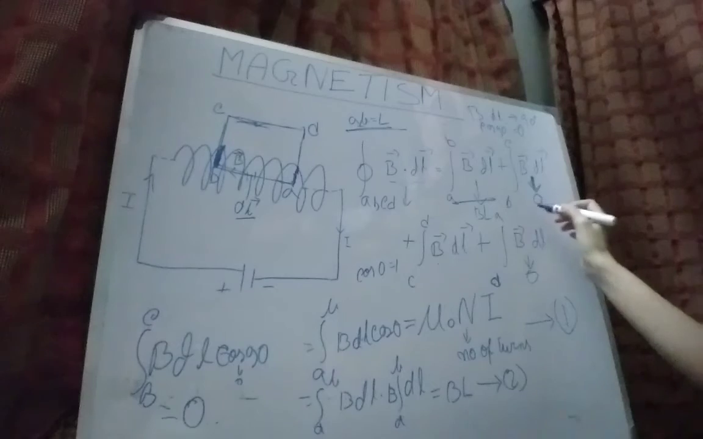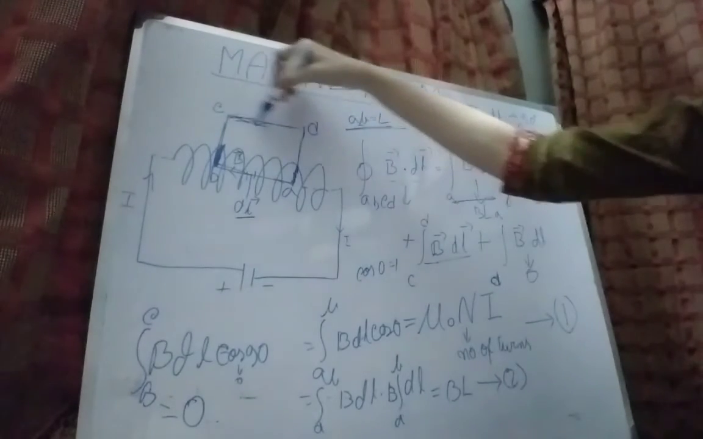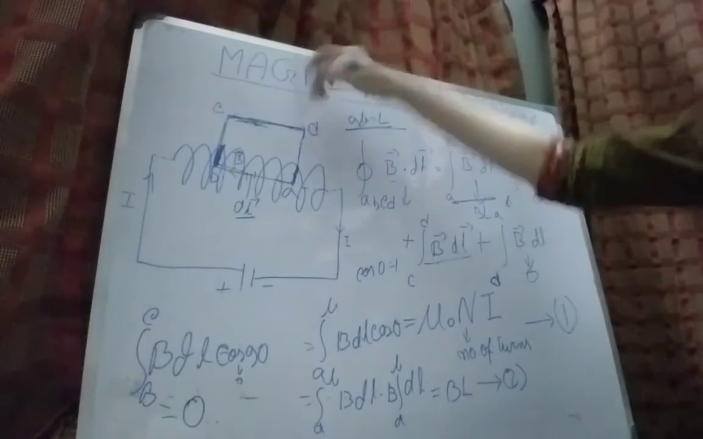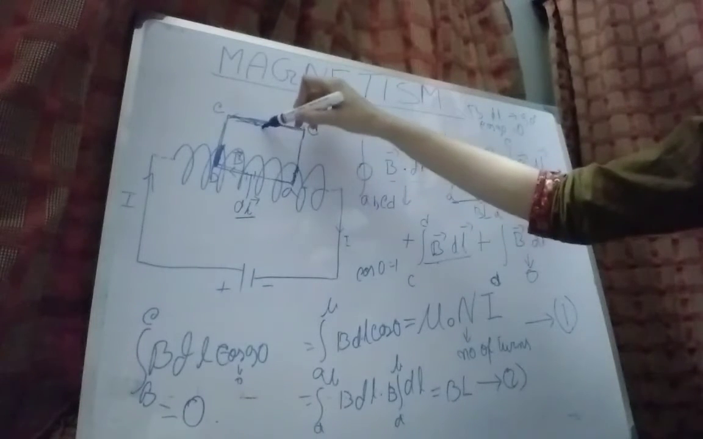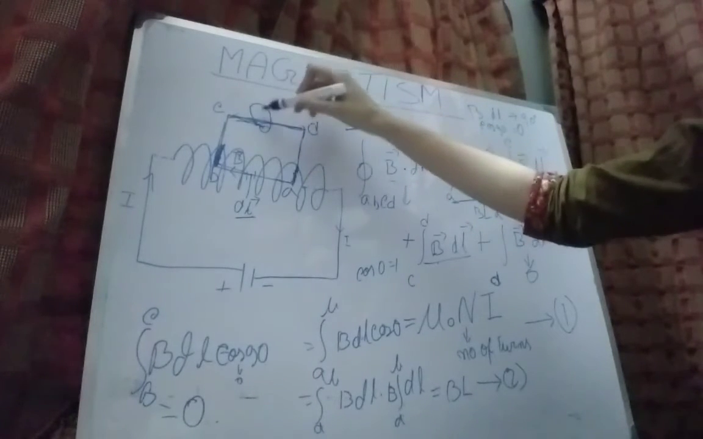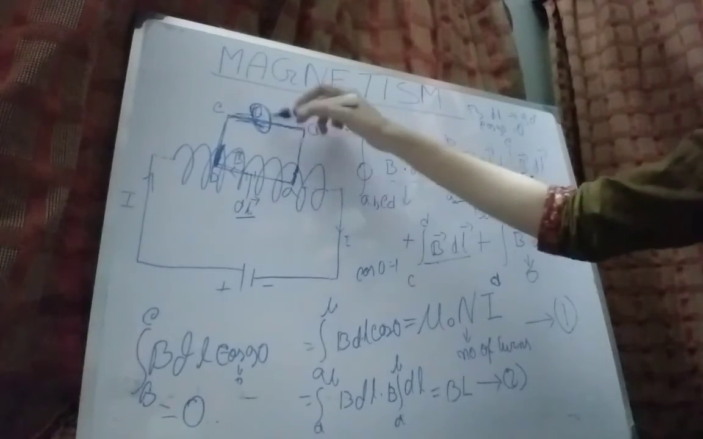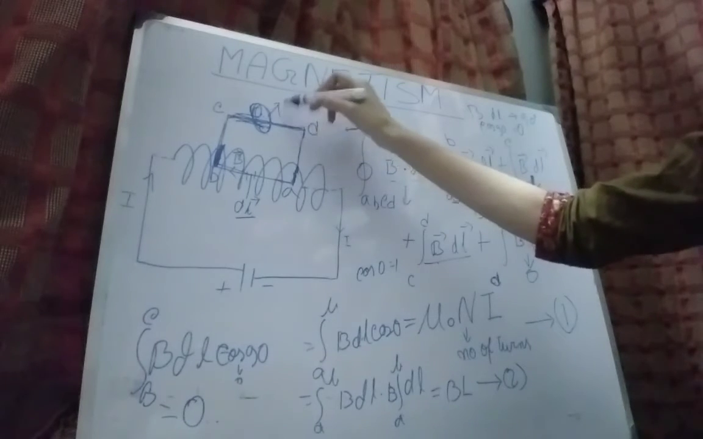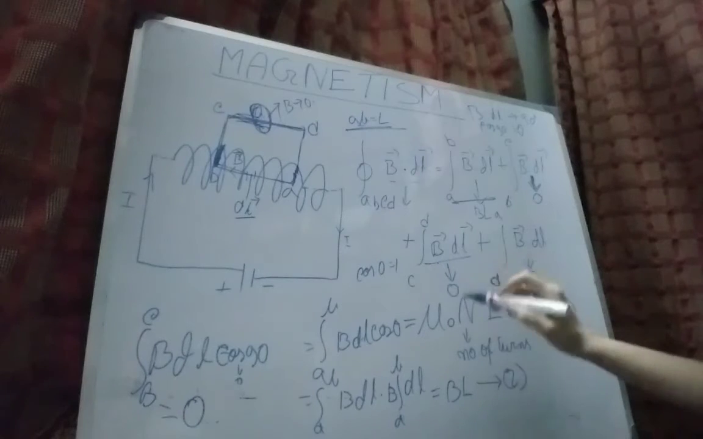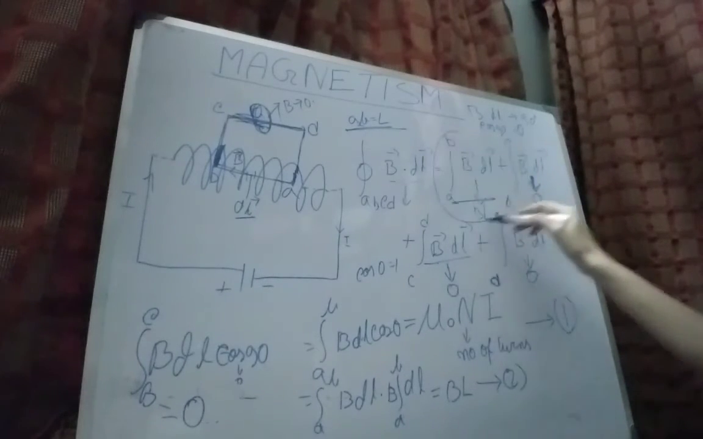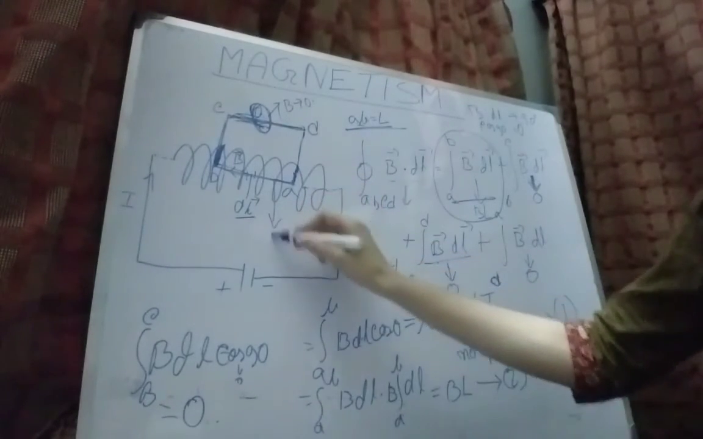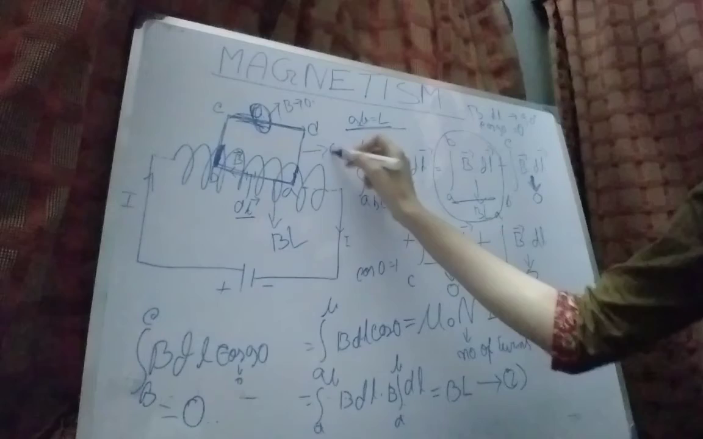For this CD part, we can see that this length is totally outside of the solenoid, so there will be no magnetic field, as there is no connection with the solenoid. So for this part the magnetic field B will be 0. So we get the magnetic field only because of this length, and that is BL, and the other parts are 0.